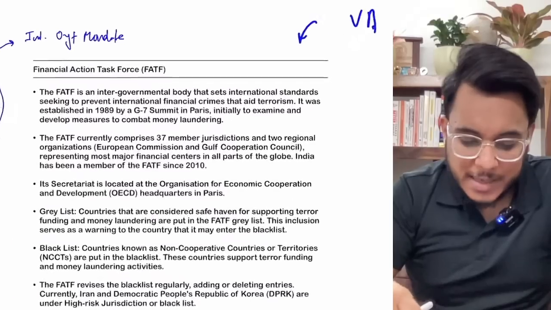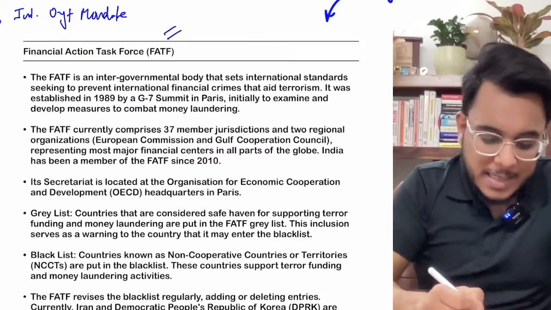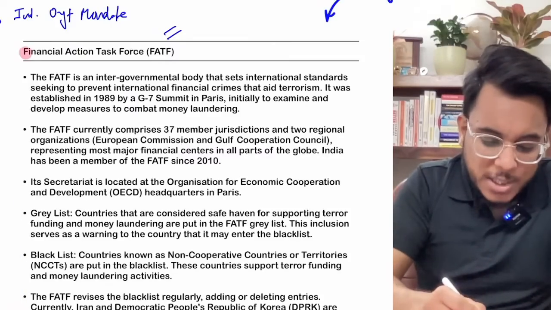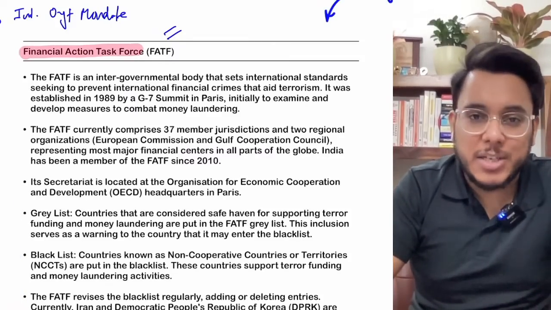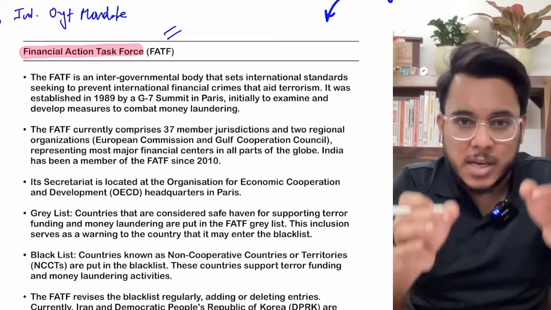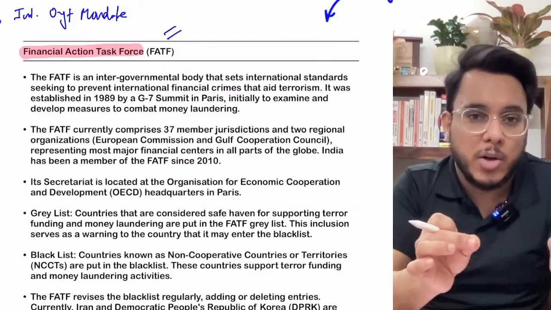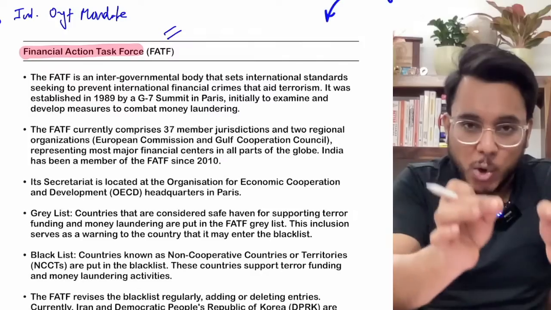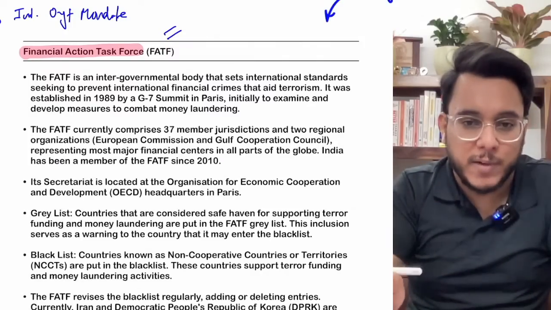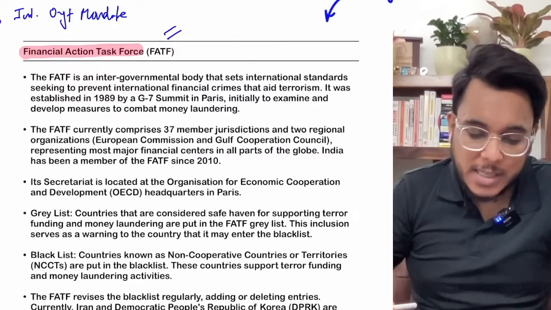Okay, so basically when we talk about the FATF, it stands for the Financial Action Task Force. And the Financial Action Task Force is a global body whose aim is to reduce terror financing, to reduce money laundering, and no money should go to support the terrorist outfits. This is the aim of the Financial Action Task Force.